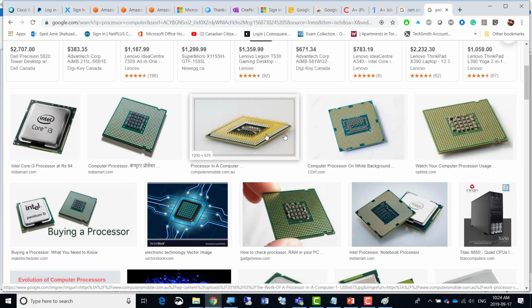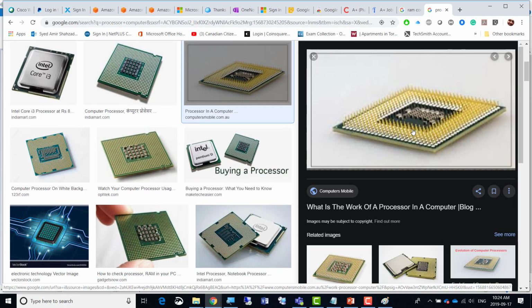Can you tell me what is the difference you're seeing right now between this and this? What is the difference you're seeing? So she's saying one of them does not have pins, the other one has pins. Yesterday I told you that older processors have pins and newer processors do not have pins, right? That's very good, because the pins can be bent. If they are slightly bent, that's it, your processor will not work.